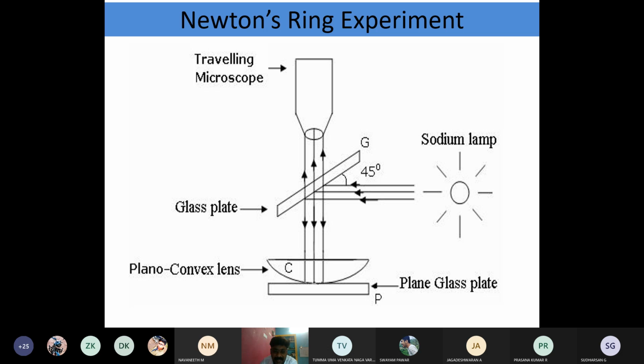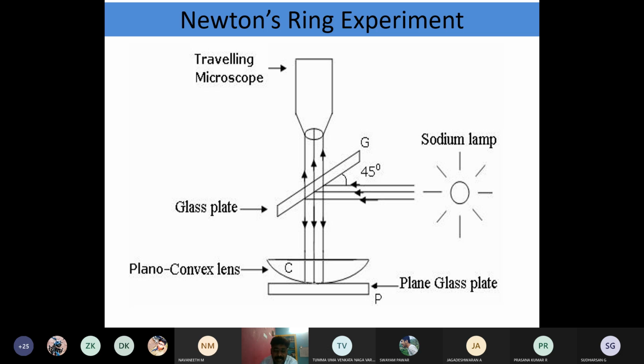To make the light radiation fall on the test medium, the plano-convex lens and the plain glass plate, we have placed the glass plate inclined at an angle of 45 degrees. When the radiation falls on this inclined glass plate, it gets reflected. This reflected light passes through the plano-convex lens and then goes to the plain glass plate.